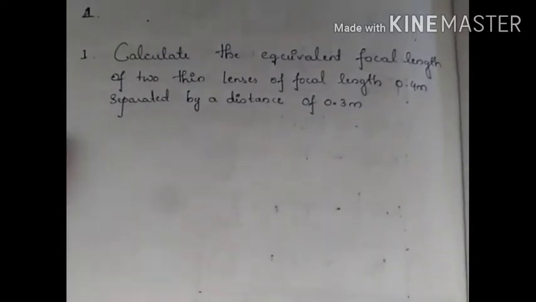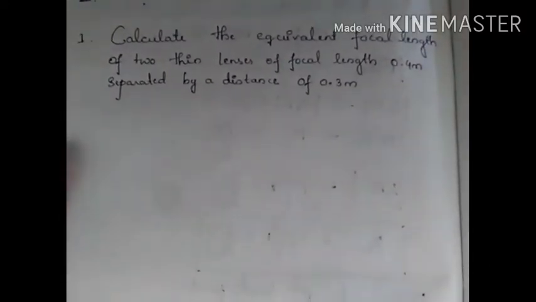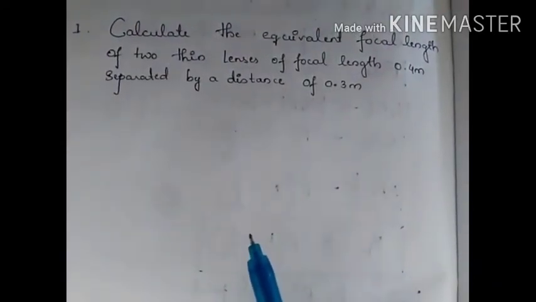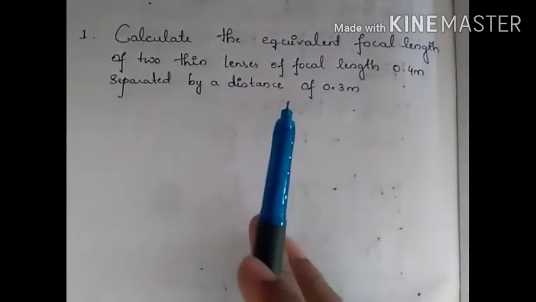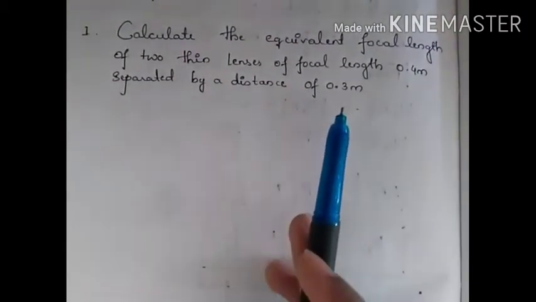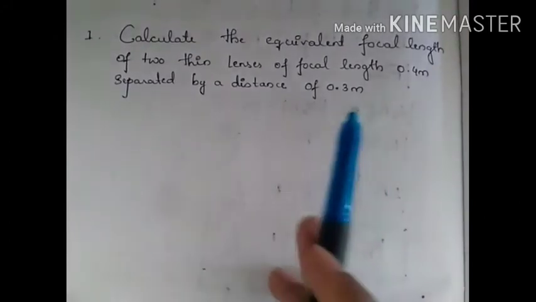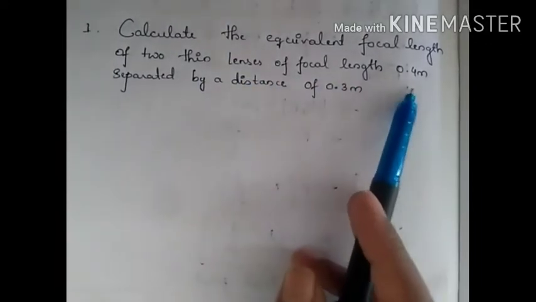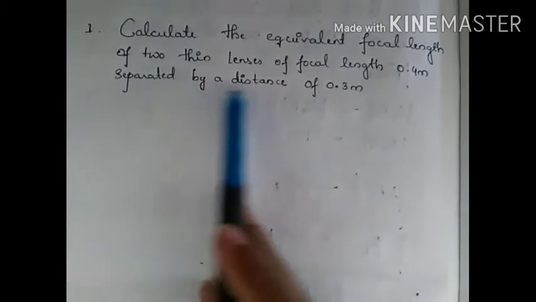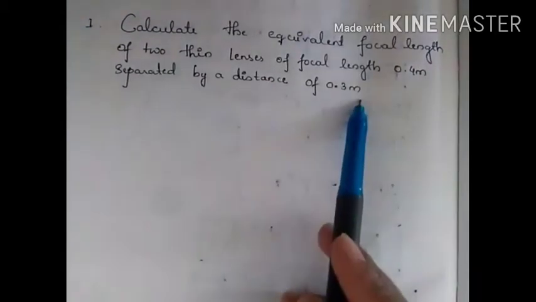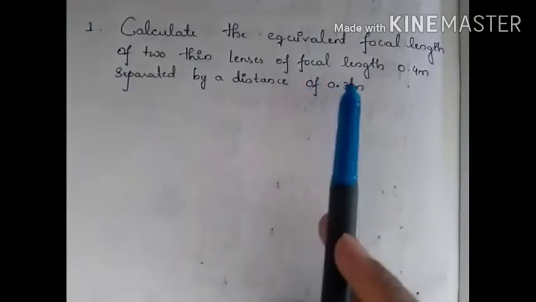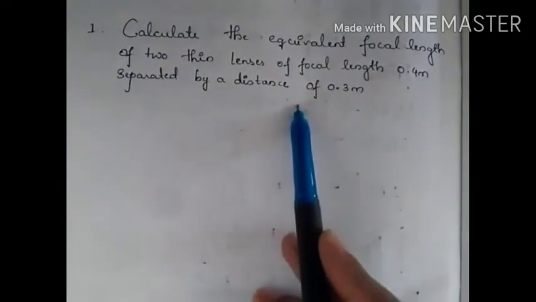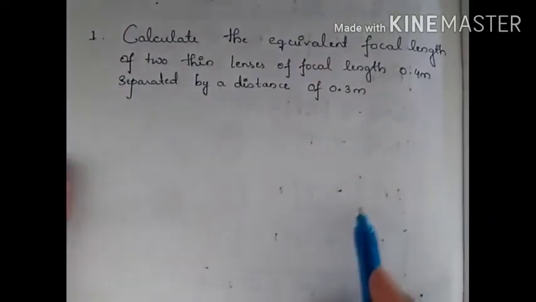So in this class, let us try to solve the problems which are based on Unit 2, that is the cardinal points chapter. So let us start with the first question which is given in your textbook. It says: calculate the equivalent focal length of two thin lenses of focal length 0.4 meters separated by a distance of 0.3 meters. So if you see here what is given, the focal length of the two thin lenses is given and the separation between the two thin lenses is again given to us.